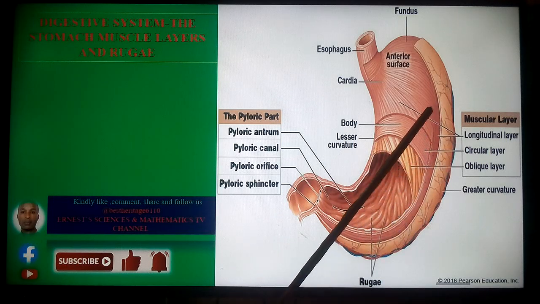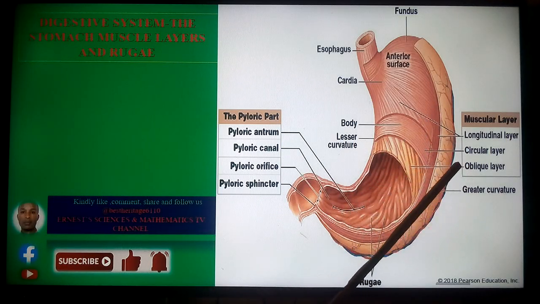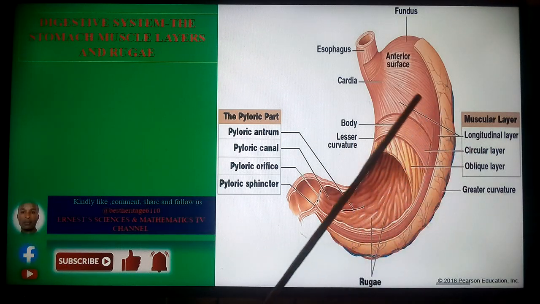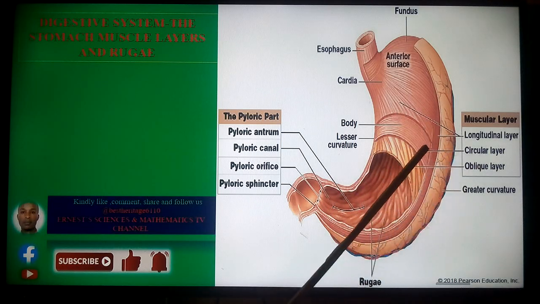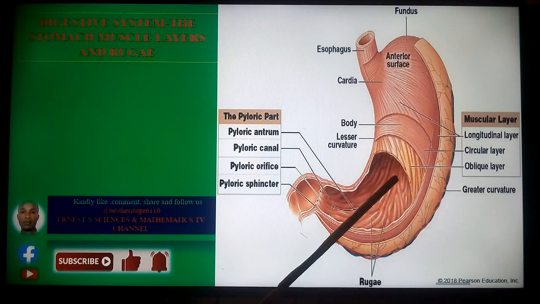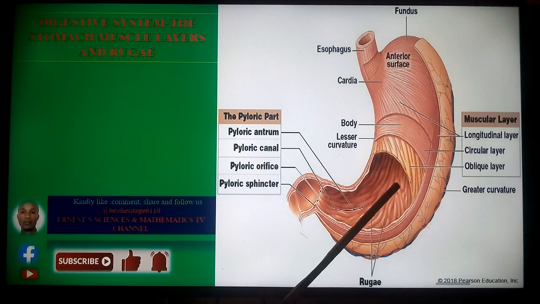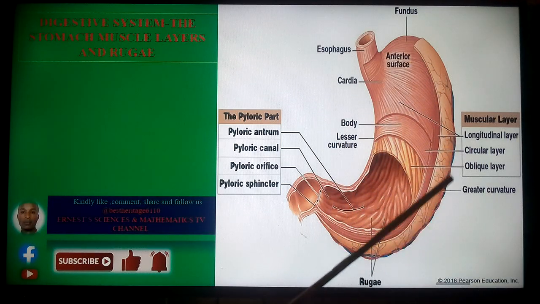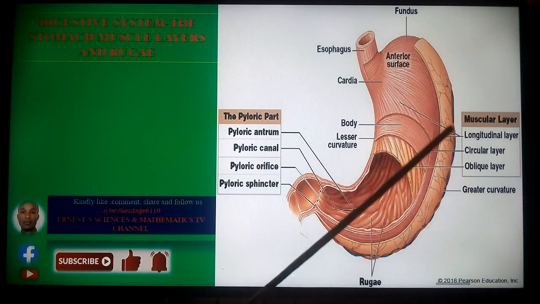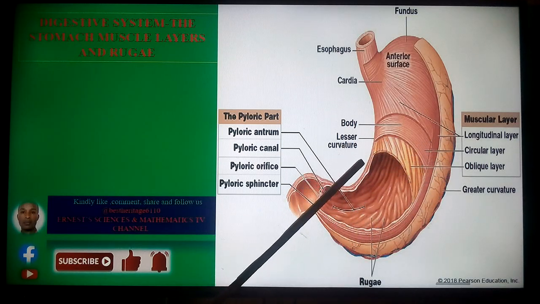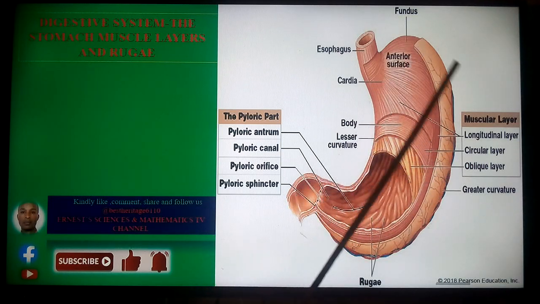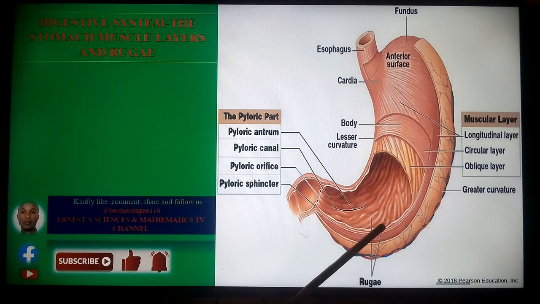Now, this specific cross section is showing a range of muscles which constitute longitudinal layers of muscles, circular layers of muscles, and oblique layers of muscles. Now, these are the muscle lining which constitute this specific section of the greater curvature and the lesser curvature in that particular part. And this constitutes the body of the stomach.